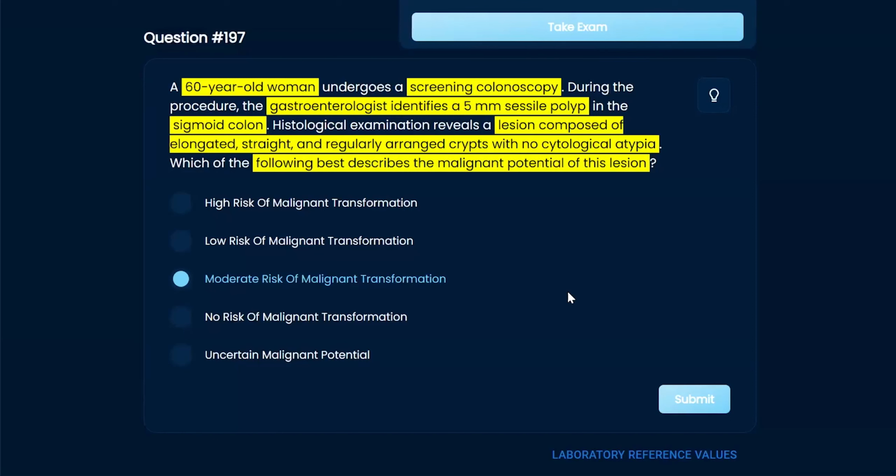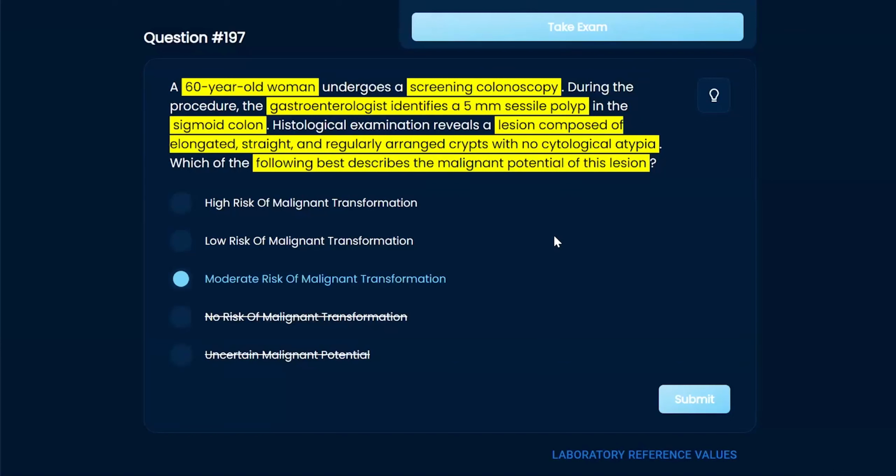This is becoming very histologically specific. From a test taking standpoint, uncertain malignant potential is probably a bad answer, because it practically means you don't know, and the question doesn't know either. I also don't like absolutes. No risk for malignant transformation: hardly anything is no risk.